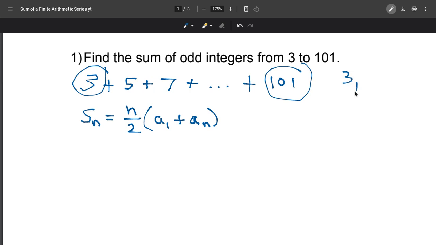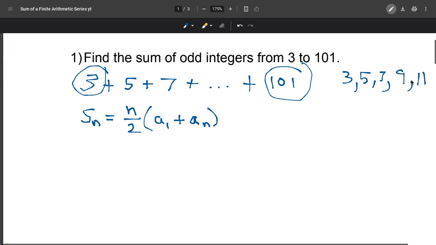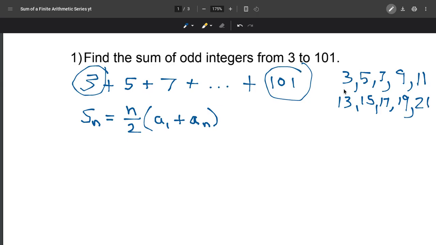So if I think about this, we have 3, 5, 7, 9, 11. Those are the first 5 terms. And then I would have 13, 15, 17, 19, 21, and so on, all the way until I got up to 101. So we'd have 5 here times 10, because basically from 3 to 11 is 5 terms, and there's 10 of those on the way up to 101. So we have 50 terms, right?